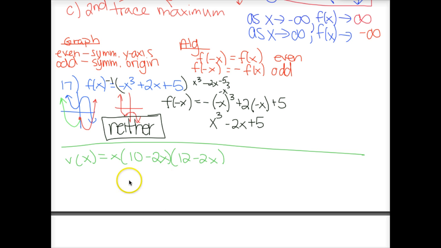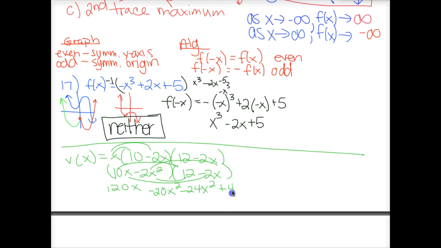So lots of ways you could do this. I distributed my x to the first term first and made that 10x minus 2x squared. And then, because these were both binomials, I FOILed. So firsts gives me 120x, outsides gives me negative 20x squared, insides negative 24x squared, and then lasts gives me positive 4x cubed. So in standard form, 4x cubed minus 44x squared plus 120x.